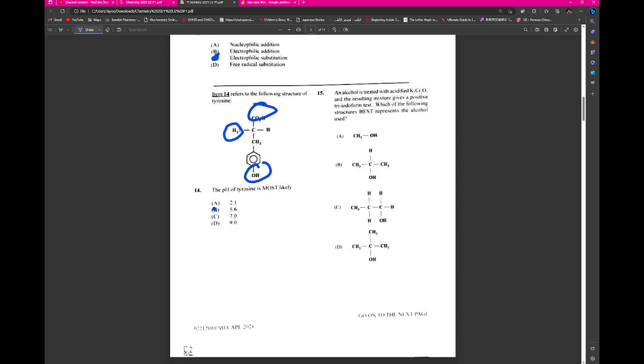An alcohol is treated with potassium dichromate, and the resulting mixture gives a positive triiodomethane test. Which of the following structures best represents the alcohol? So remember, we're going to react with a secondary or a primary alcohol for the most part. So we're looking for this, right? Most likely it would be a secondary alcohol, so this would be out, right? Looking for this now, right? I think this would be out as well.